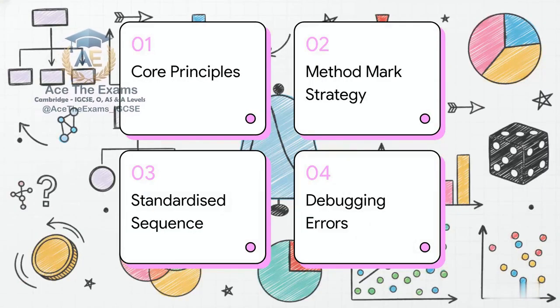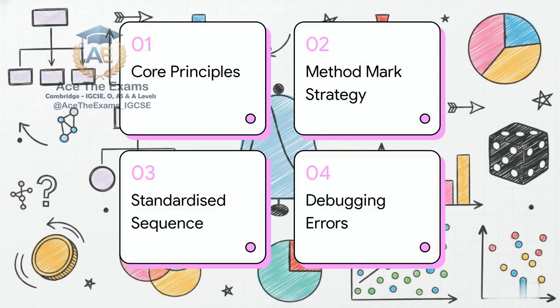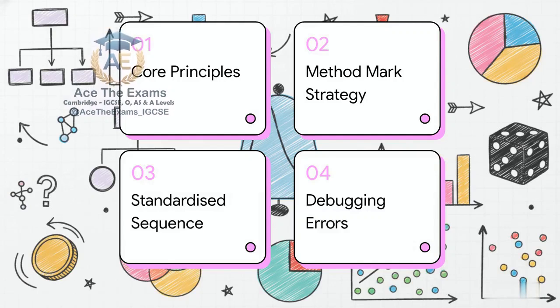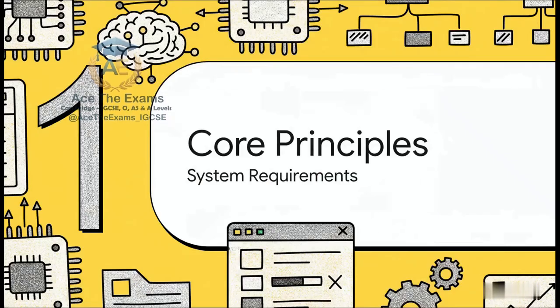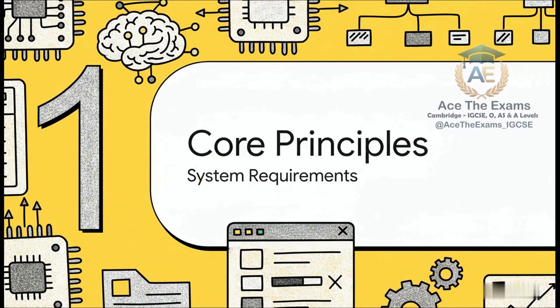We've mapped out a very precise blueprint for today's system update. We're going from the core principles straight through the method mark strategy, executing the standardized sequence, and finally debugging errors. So, to kick things off, let's look at Section 1, the theoretical architecture of the exam, or as we like to call it, the core system requirements.